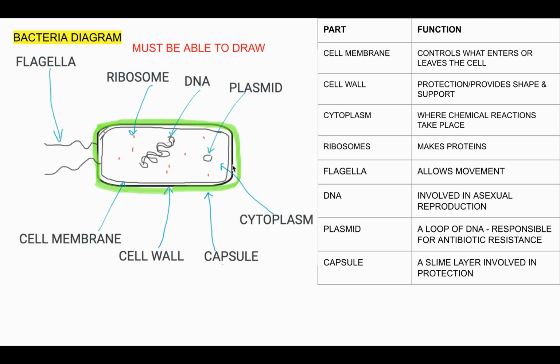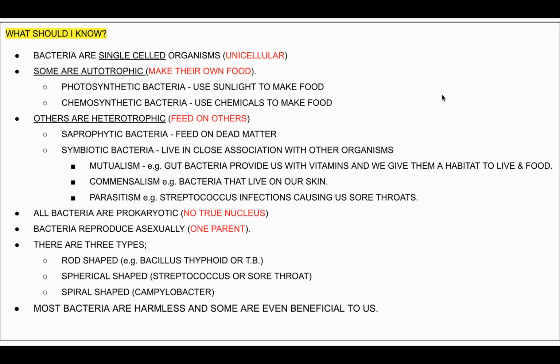On the outside we have the capsule. Next we have the cell wall. Next we have the cell membrane, and a few other parts. Then inside here we have got the red dots representing the ribosomes. We have the DNA. We have the plasmid, the flagella. So that is really what you need when you're drawing a bacterial cell, and all of the parts and functions there are for you on the right.